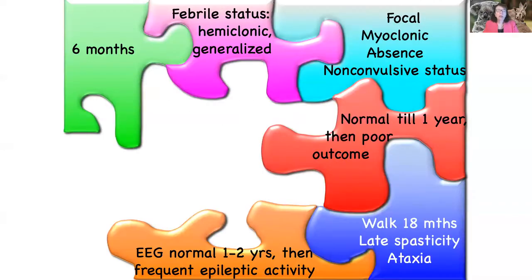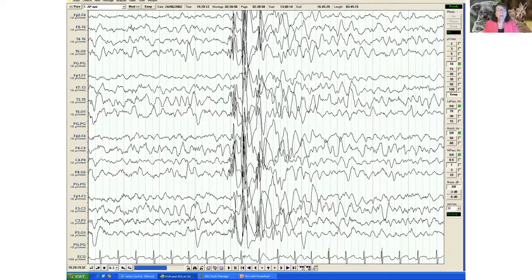Now, what about the EEG? Surprisingly, it's often normal in the first 2 years of life, despite the baby having seizures at 6 months and about 9 months and 10 months and 1 year and developing other seizure types. It may still remain normal. But after about 2 years of age, you see frequent epileptiform activity, and here you see some irregular generalized spike wave activity, but they can also develop multifocal discharges quite commonly.